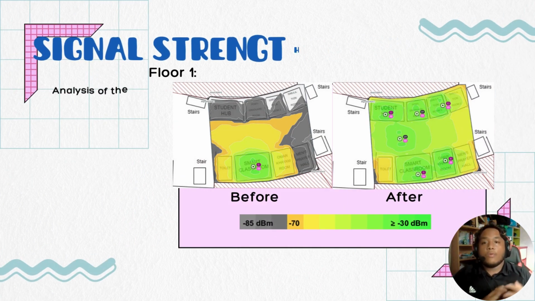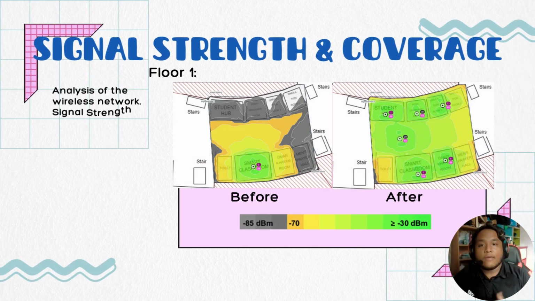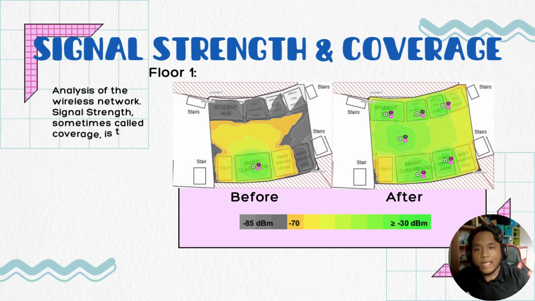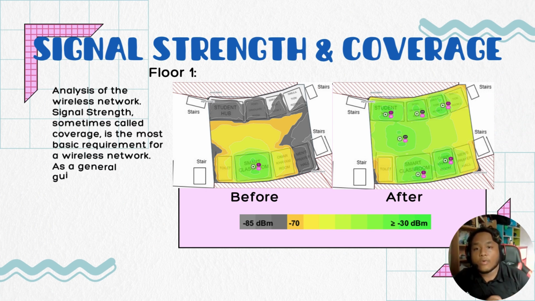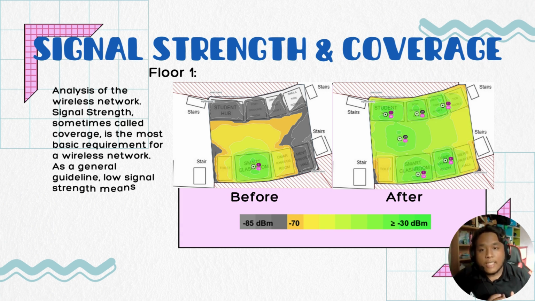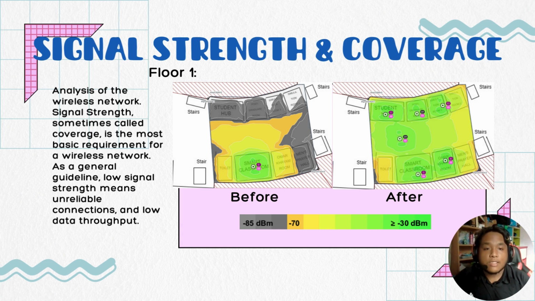Okay, now we go to signal strength and coverage. So this is for floor 1. Analysis of the wireless network signal strength, sometimes called coverage, is the most basic requirement for a wireless network. As a general guideline, low signal strength means unreliable connections and low data throughput.